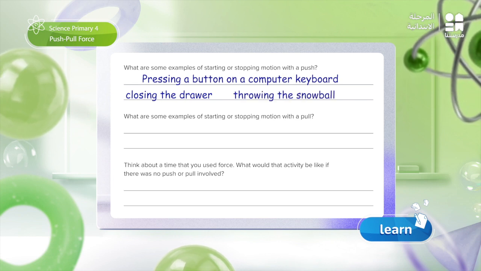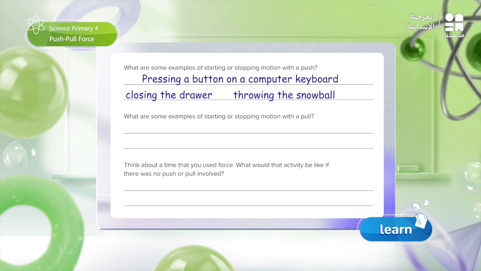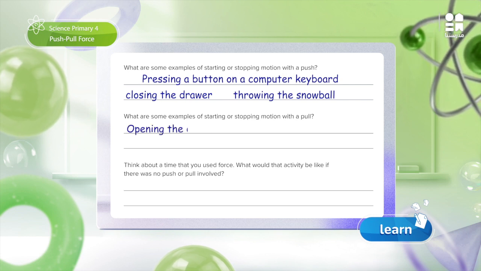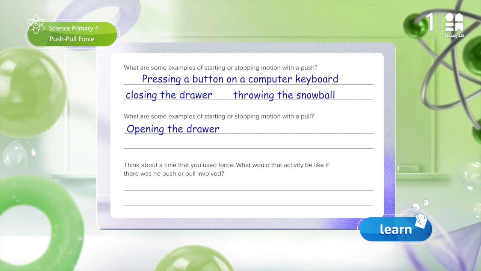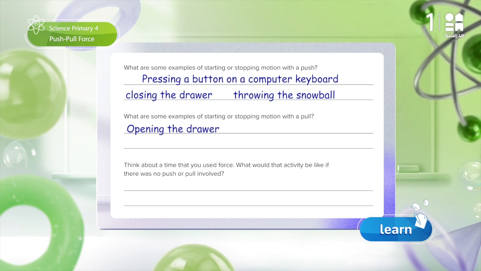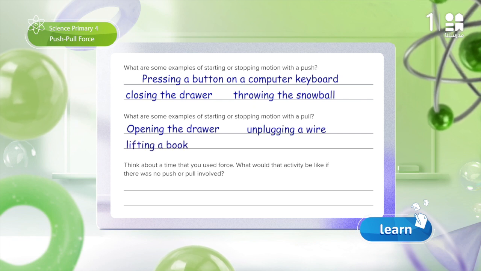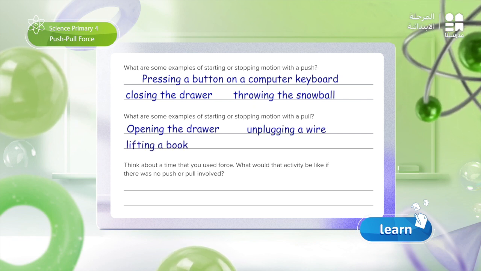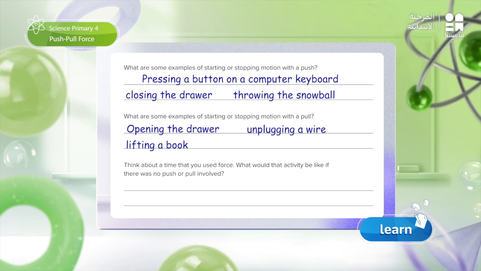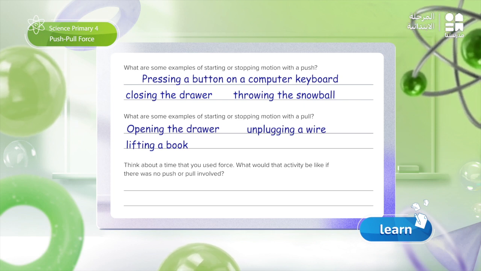And from the examples of pulling force, something I pull: opening the drawer, unplugging a wire, I pull the wire, and lifting a book, I lift the book. Did you notice the difference in movement? Pushing, I push the thing. Pulling, I pull it.